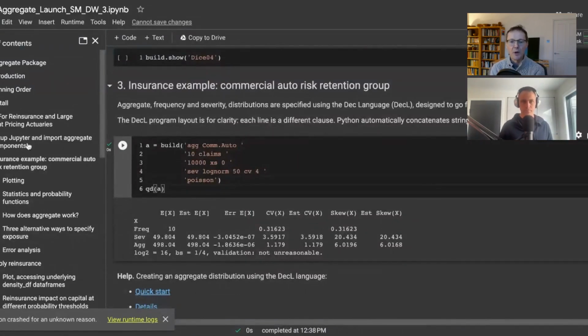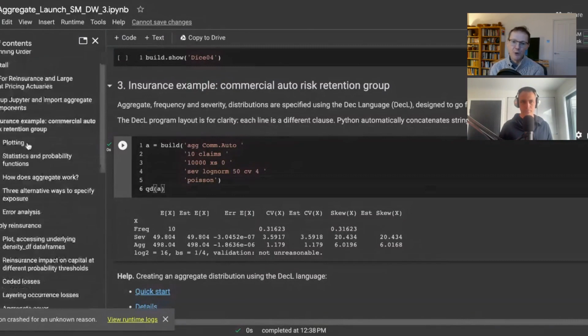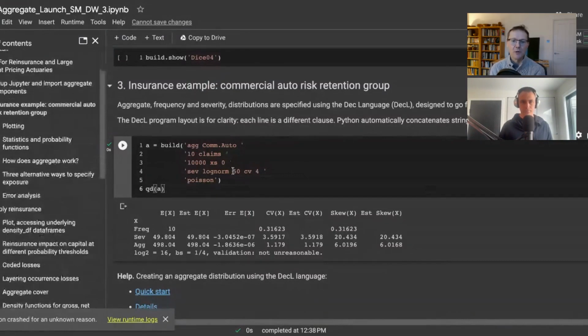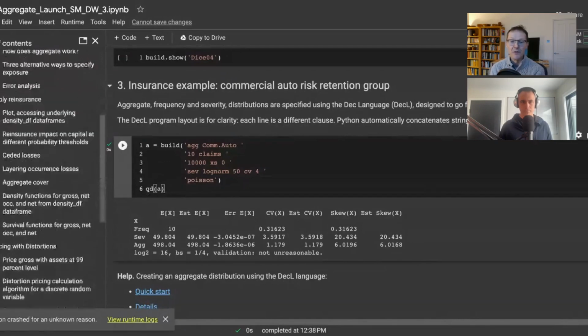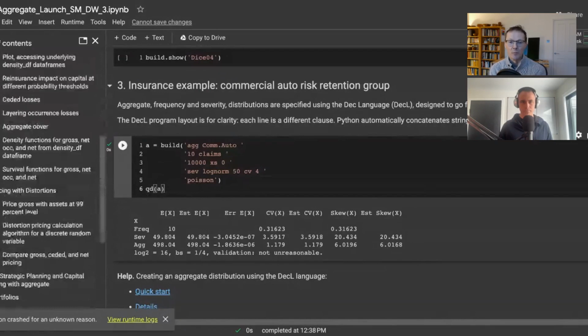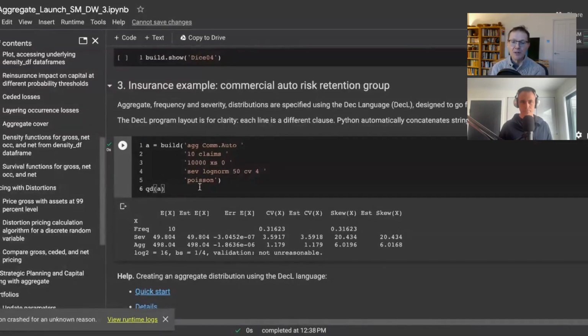It's a little portfolio of about 500 units, 500,000 of commercial auto, comprising 10 claims. You've got a $10 million policy limit, lognormal severity with a mean of 50 and a CV of 4. And that little block of code there at the bottom, you remember, is our statistics. It's showing that we're matching the mean, the CV, and the skewness of both the frequency and the severity pretty tightly. And it runs some validations, and it's coming up as not unreasonable, which is the highest level of confidence you can have in a model here.